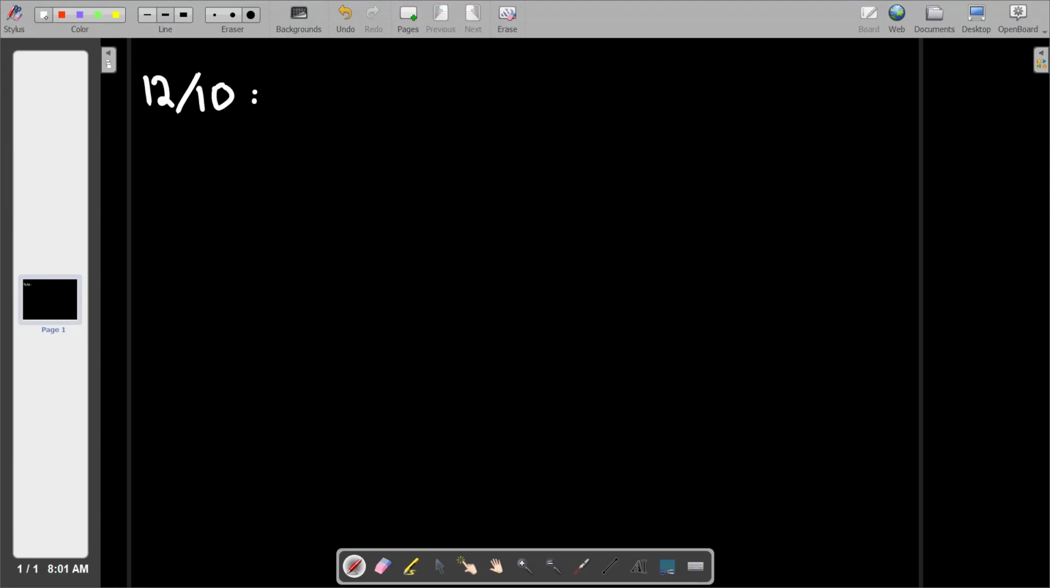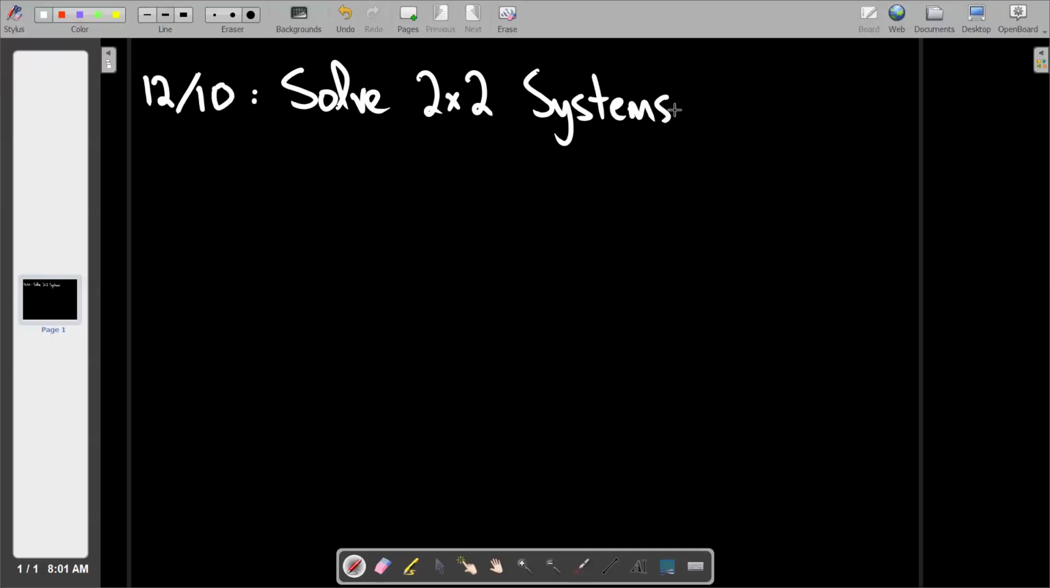So Unit 3 is entirely systems. And there's going to be some word problems and some big triple systems. It's a fun unit. But for the next few days, we're just doing Algebra 1 review. So we're going to solve, we call these 2x2 systems. So that means that there are two equations with two variables. So eventually we'll do 3x3s.